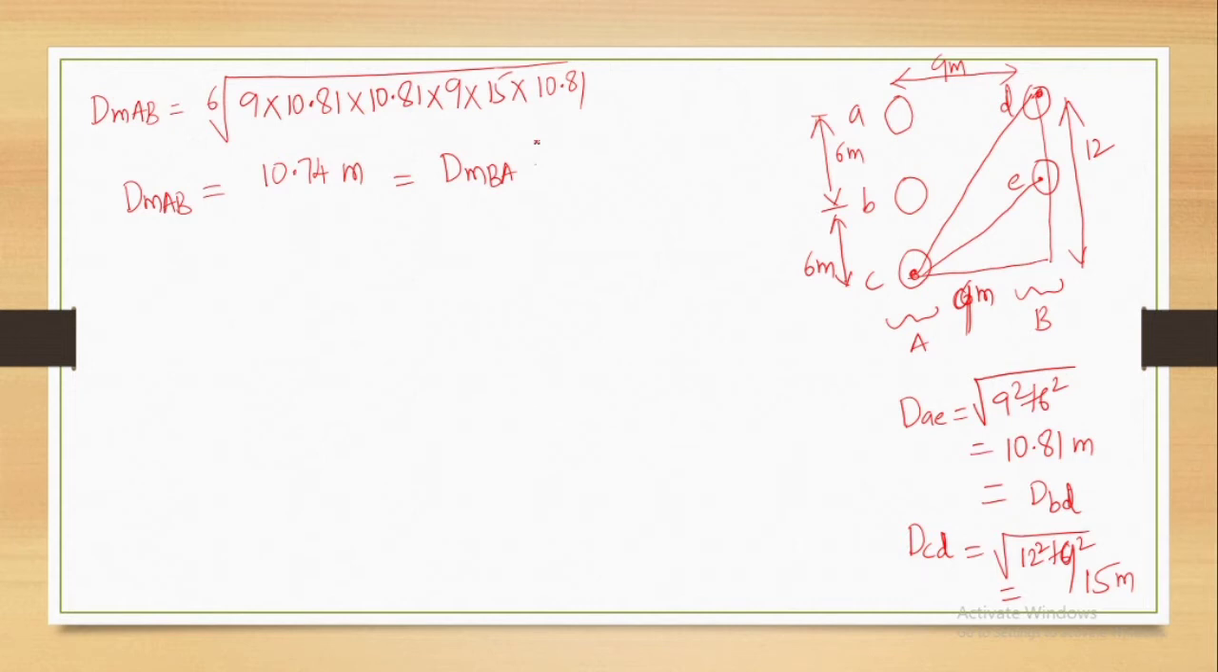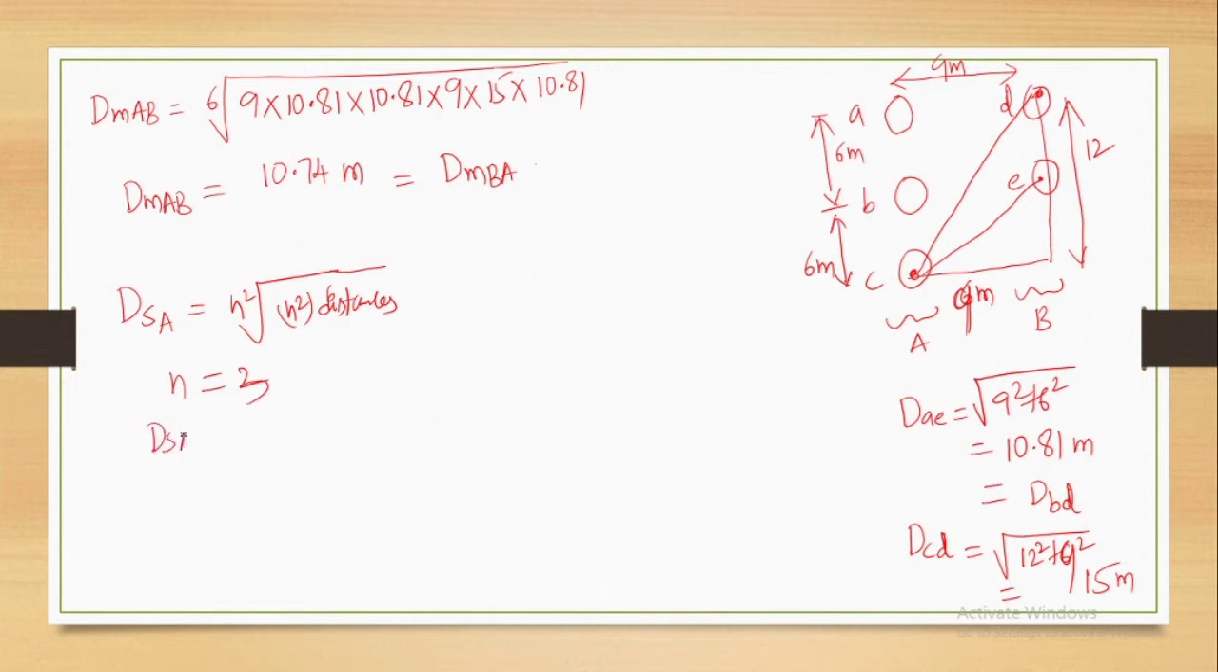After finding the two GMDs, what do we need to find now? We need to find two GMRs. Two GMRs means the GMR of A side and the GMR of B side. So what is A side? GMR is the n squared root of n square distances, where n is the number of conductors present in that side. So in the A side we have 3 conductors, hence the n value is equal to 3.